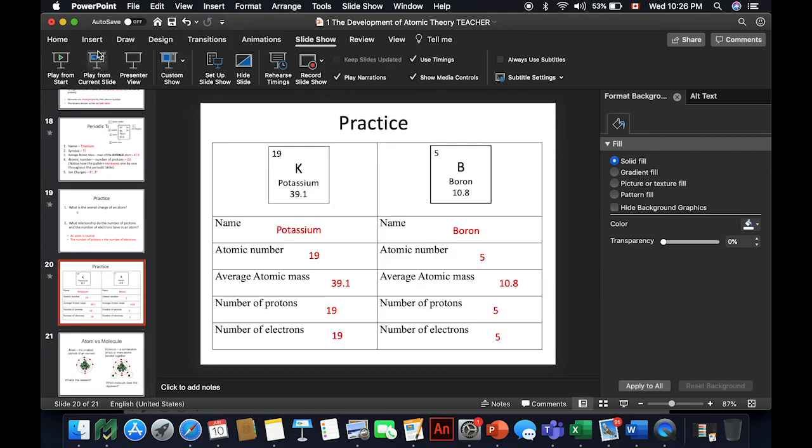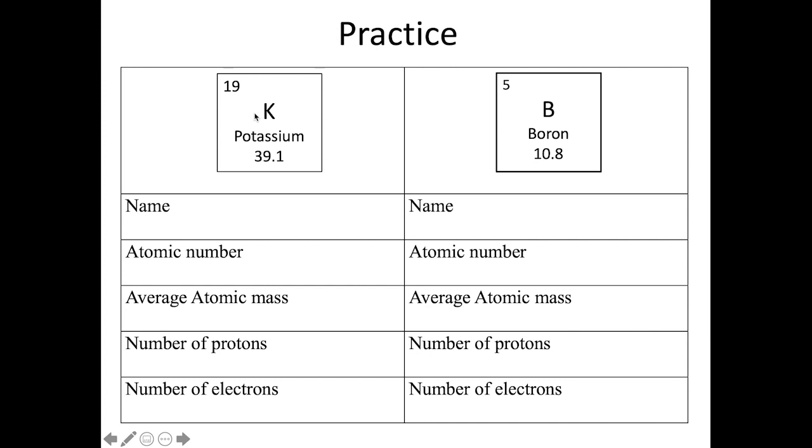I'm just going to do a little practice, and then I'm going to give you guys a little task to look at. The element we're looking at here is potassium. So this is potassium. That's the name of the element. The atomic number, remember I mentioned, was at the top. The atomic number here is 19. That number is going to be the same as the number of protons and the number of electrons. The number of protons is always going to be the same as the atomic number.